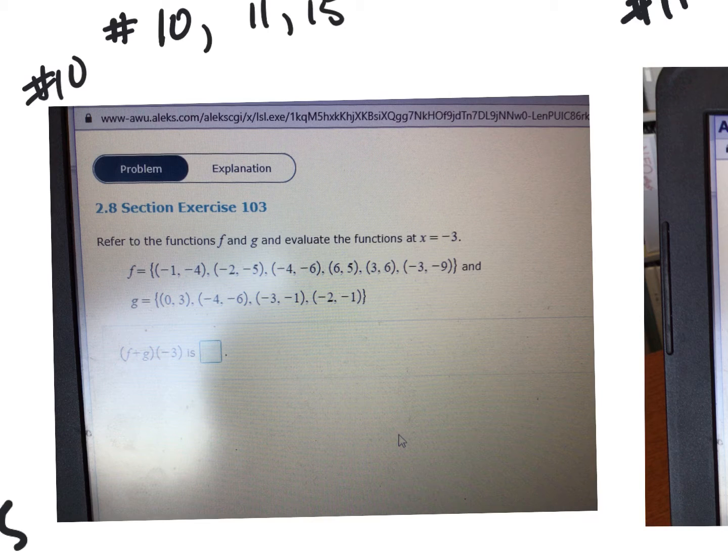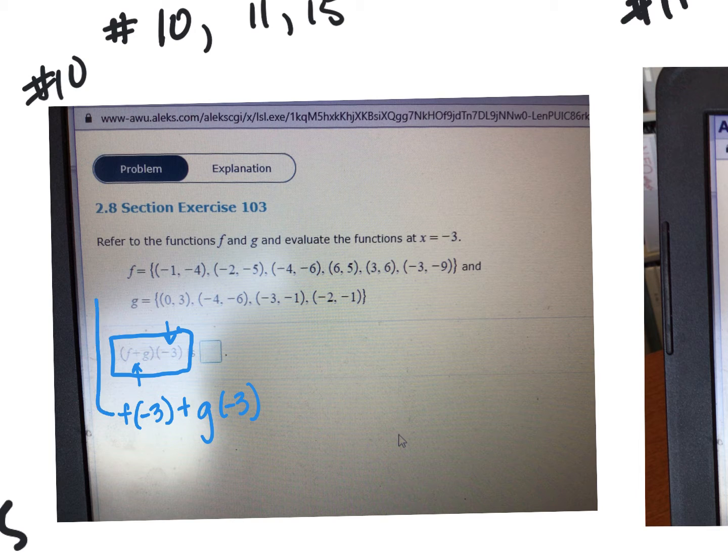All right, we're going to look at a couple of questions from 2.8 in ALEKS. So the first one we have here is number 10. Again, a big part of this algebra function is understanding notation. Here we have a function, f plus g. So really it's found by taking f of negative 3, because again that's our input, plus g of negative 3.